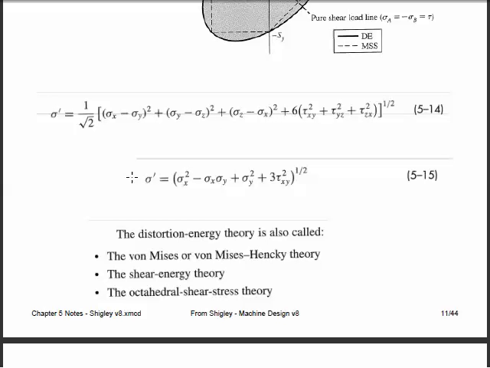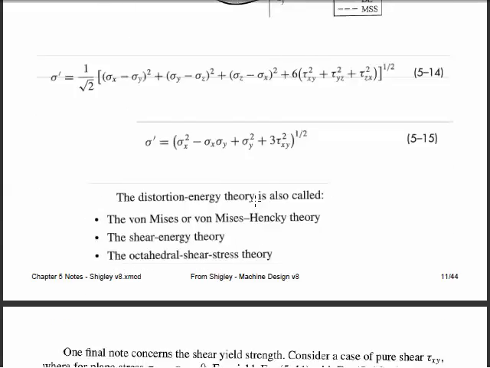What's more likely to happen is we have a state of plane stress, and in that case this equation would simplify because all of the sigma z's would go to 0 and all of the taus that involve the z's would go to 0, and we're left with a simplified form of the equation right here. This is the one we'll probably end up using the most, where we have our sigma x's, sigma y's, and our tau xy.